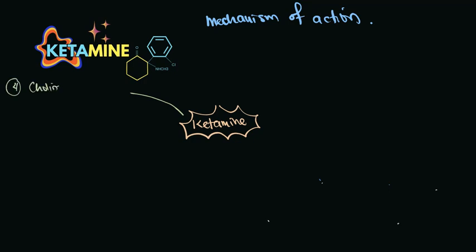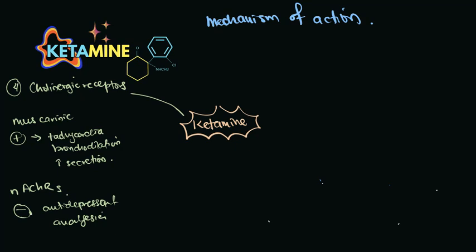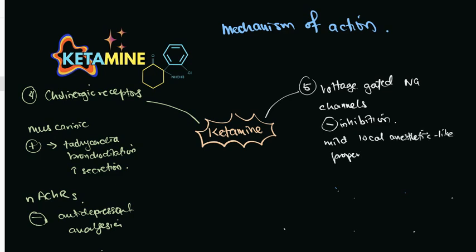Next, ketamine also has effects on cholinergic receptors, including muscarinic and neuronal nicotinic acetylcholine receptors. It stimulates muscarinic receptors, causing tachycardia, bronchodilation, and an increase in secretions. Conversely, it inhibits the neuronal nicotinic acetylcholine receptors, believed to contribute to its antidepressant and analgesic effect. And number five, ketamine also inhibits voltage-gated sodium channels. This contributes to ketamine's mild local anesthetic-like properties.